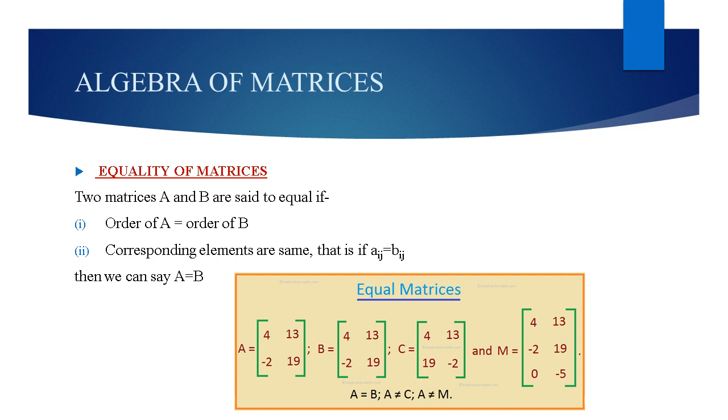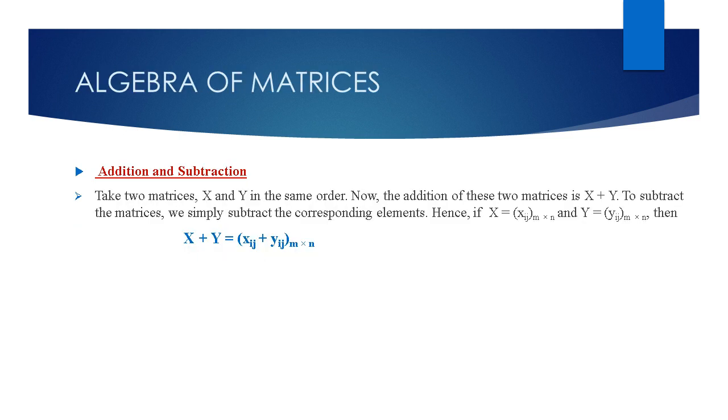Within A, B and C, we will see that the first element is 4 in all three matrices, then 13, the second element, is also the same, but the third element, minus 2, is equal in A and B only. So we check that in A and B all the elements are the same. So A and B have the same order and the same elements, so A and B will be equal, and all the rest are unequal.